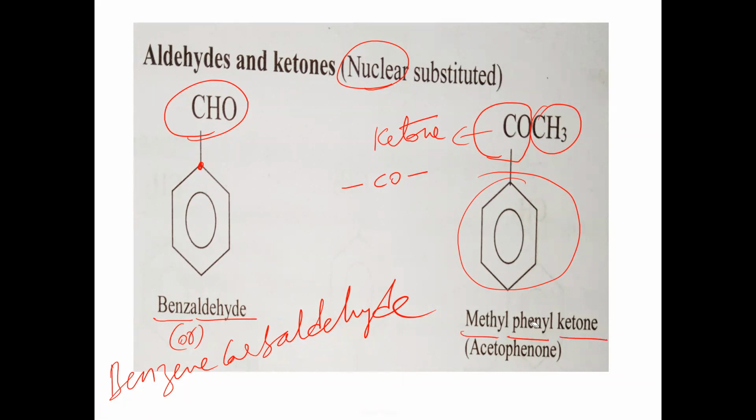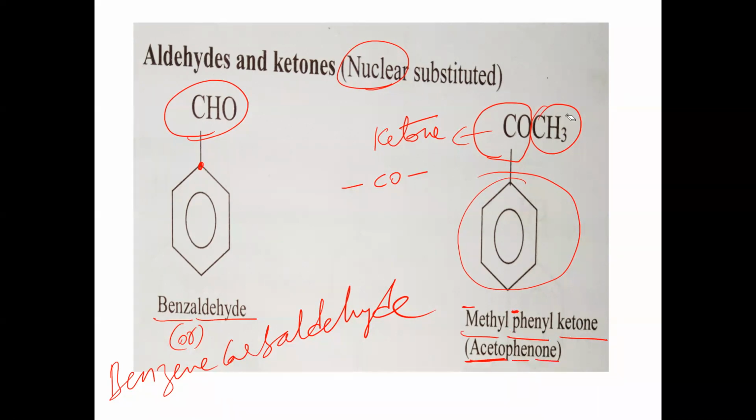Methyl one side, phenyl one side. So methyl phenyl ketone. Methyl's first letter is M and phenyl's first letter is P. That's why M is taken first. Methyl is taken first, means we have to write first methyl, then only phenyl. So methyl phenyl ketone. Okay, that is acetophenone. What is the name of this? Acetophenone.